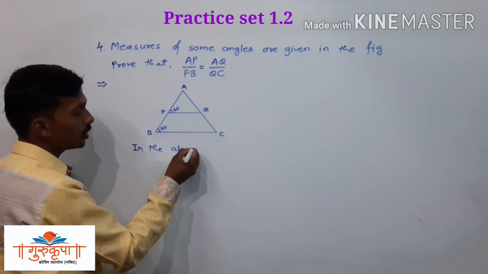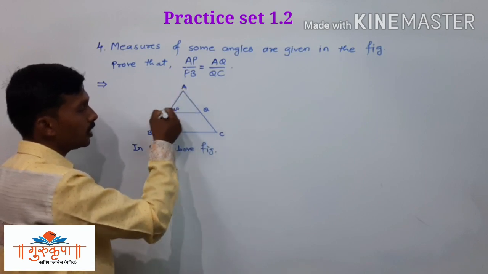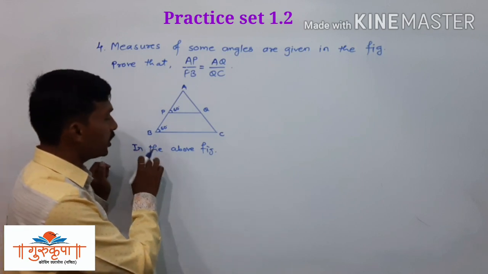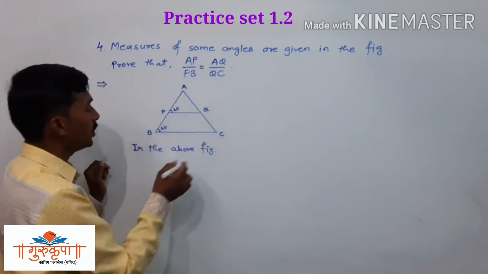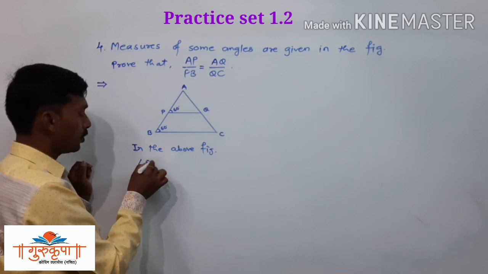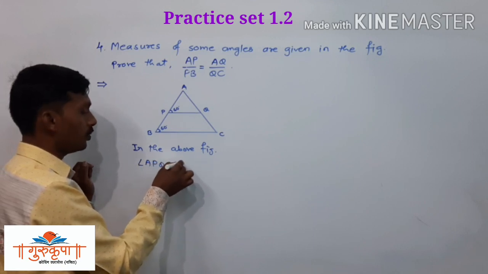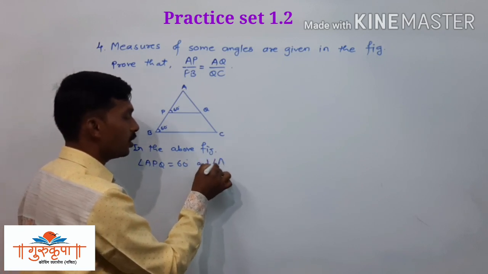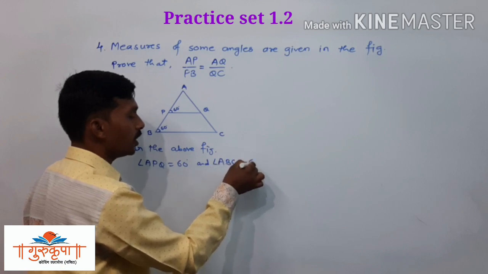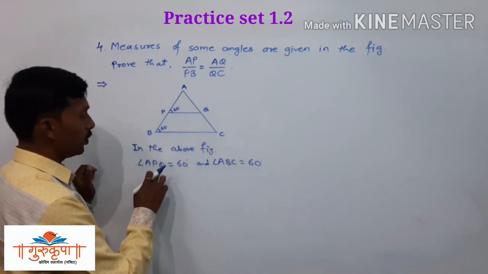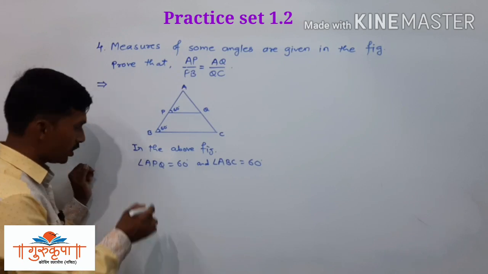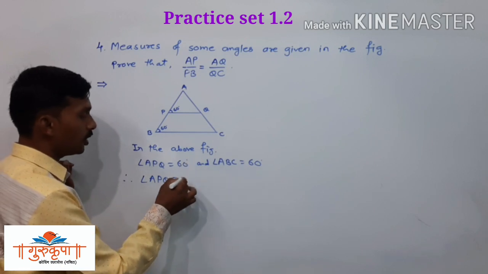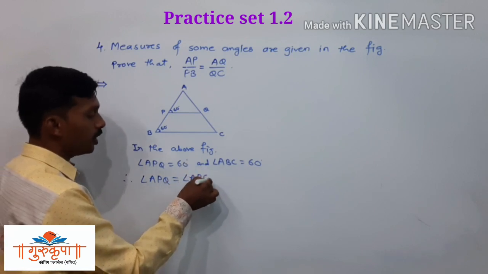In the above figure, we have two triangles APQ and ABC, so we are not going to write the name of the triangle there. Just write: in the above figure, angle APQ is equal to 60 degrees and angle ABC is equal to 60 degrees. That is the given information. Now both the angles have equal measures, so we can directly write angle APQ is equal to angle ABC. Both the angles are congruent.